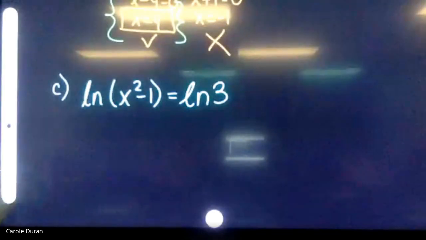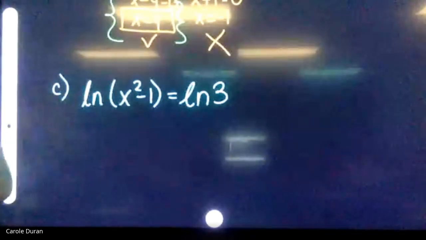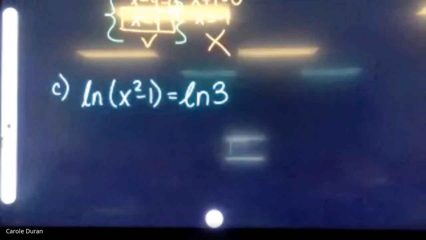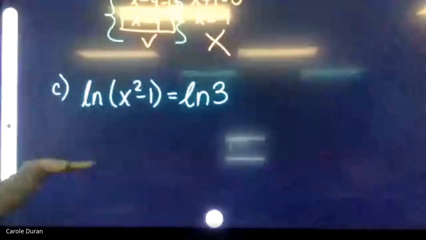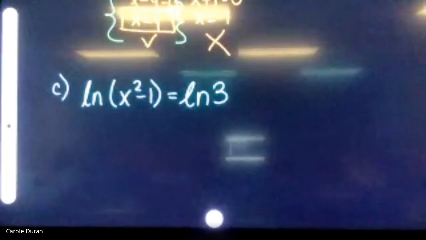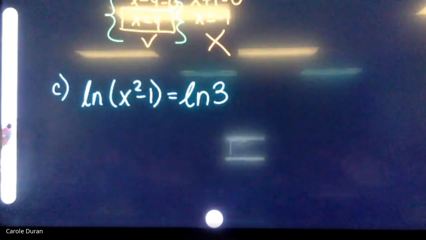So if it says log of x squared minus 1 and log of 3, that would be base 10. But natural log means base e. So if you wanted to, you could change these into log base e of x squared minus 1 equals log base e of 3. I definitely recommend that. Or we could just recognize that because they're both natural logs, they both have the same base and they can still cancel. I'm going to do the thing where we rewrite it first.